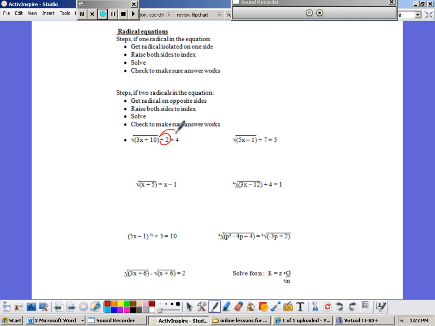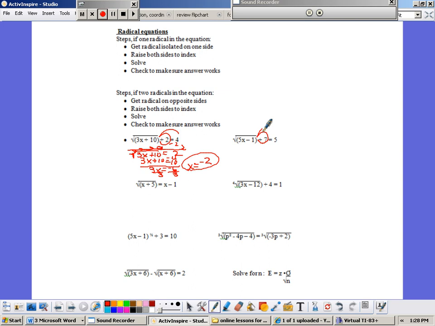Okay, so I'm going to pick up the 2 and move it over. I get the square root of 3x plus 10 equals 2. It has an index of 2, so I square both sides. This is gone. I get 3x plus 10 equals 4. Move my 10. 3x equals negative 6. Divide by 3, x is negative 2. Check it. 3 times negative 2 is negative 6. Negative 6 plus 10 is 4. Square root of 4 is 2. 2 plus 2 is 4. Yep, works.